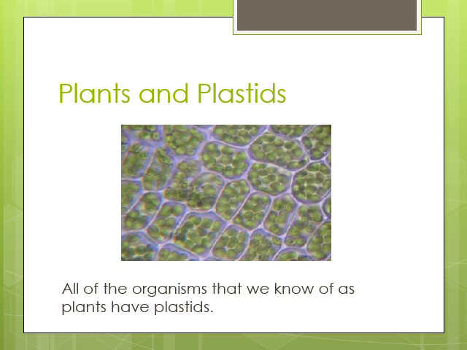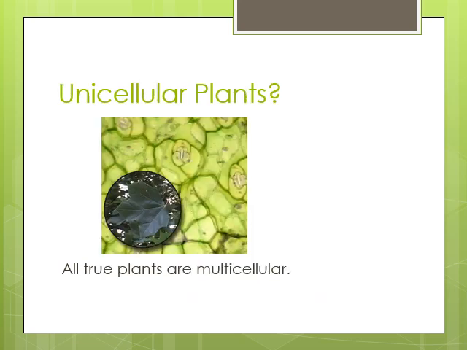First off, plants have plastids. You guys know a very famous plastid. What is the plastid that you know about in plants? The chloroplast. What color is a chloroplast? Green, that's right. So all of the organisms that we know of as plants have plastids in them. The most famous of which is the chloroplast.